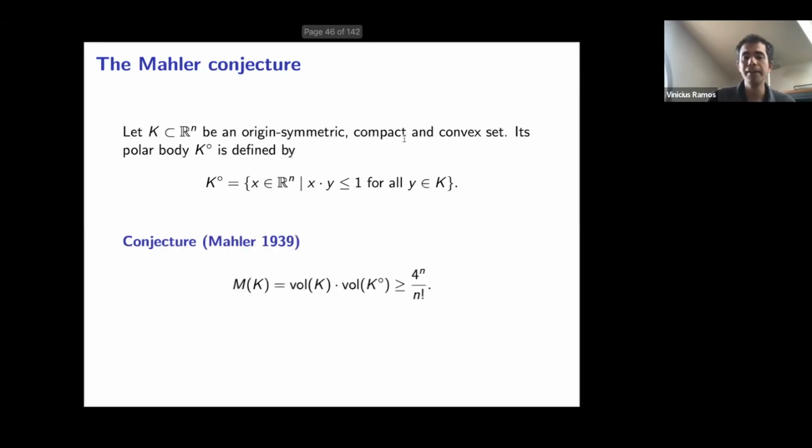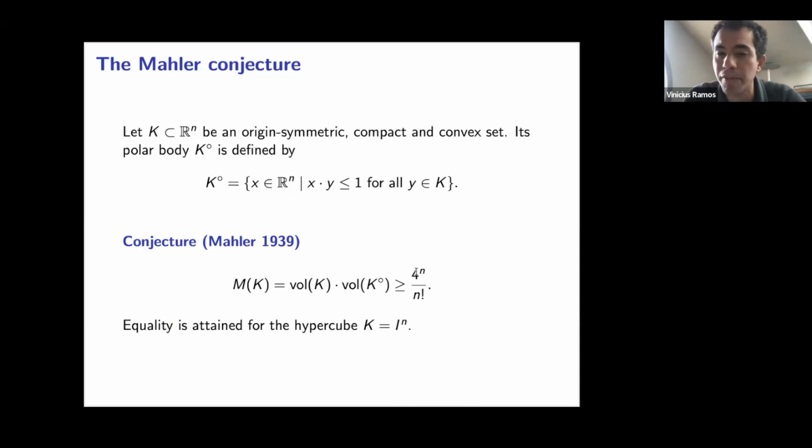Okay. So Mahler in 1939 conjectured basically the following thing, that the volume of K times the volume of the polar body has a lower bound. And the reason he conjectured this is because he managed to prove it in dimension 2, but not in higher dimensions. And the conjecture is basically that this bound is attained for the hypercube. So if you take the interval to the nth, that is when you get this number 4 to the n over n factorial, you attain that number for the hypercube.